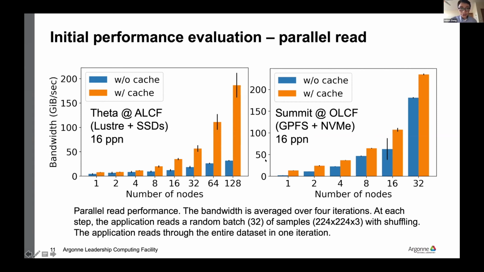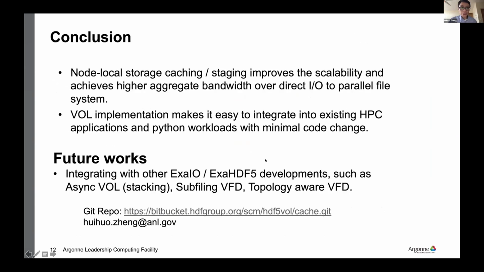So I think this is all I have for the initial performance evaluations. In conclusion, by using this cache VOL, we improve the I/O scalability and achieve higher aggregate I/O bandwidth over direct I/O to the parallel file system. And everything has been implemented in the VOL framework, so it is very easy for the application to use this framework without too much change to their code.